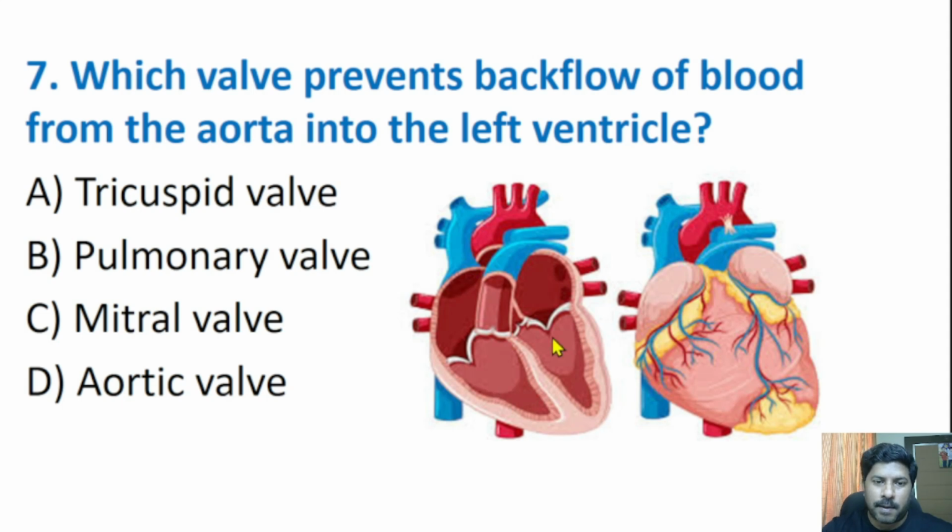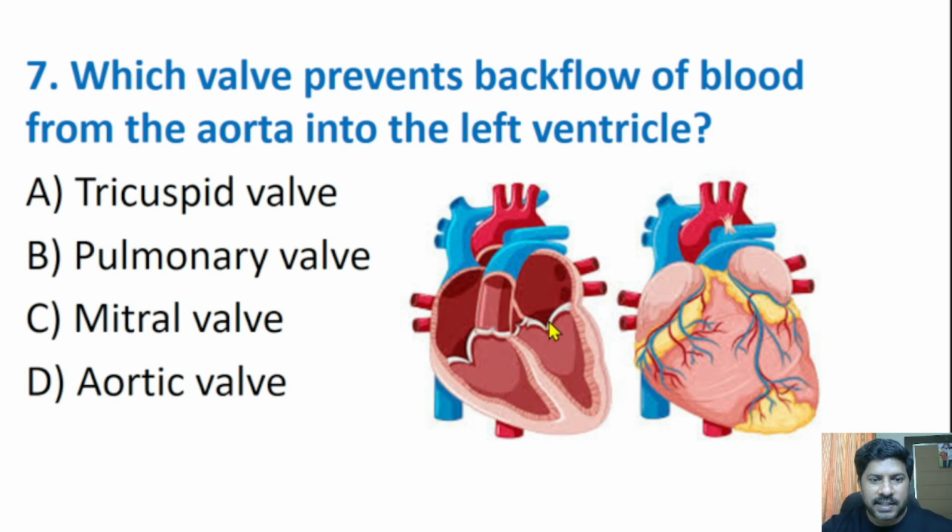So here, the aortic valve prevents oxygenated blood backflow into the left ventricle. The pulmonary valve prevents backflow of deoxygenated blood from the pulmonary artery to the right ventricle. Then another 2 more valves are there, between the left atrium and left ventricle, and the right atrium and right ventricle.